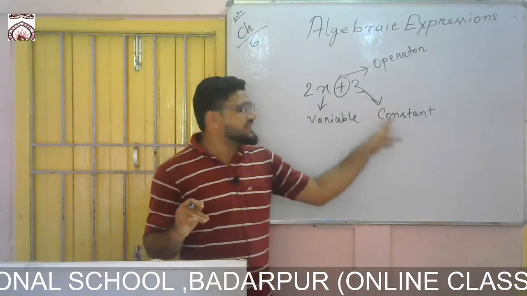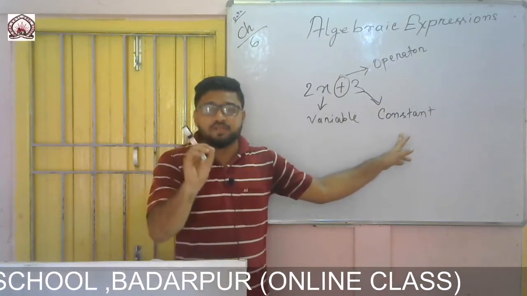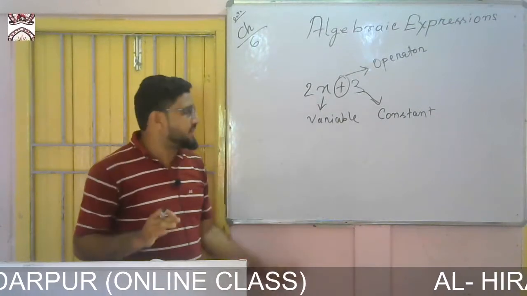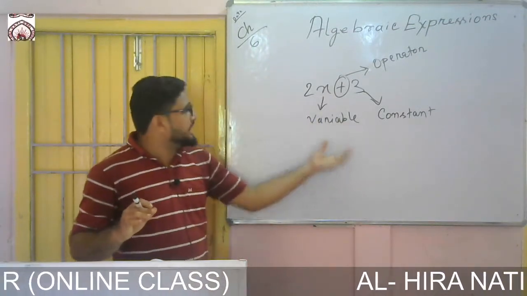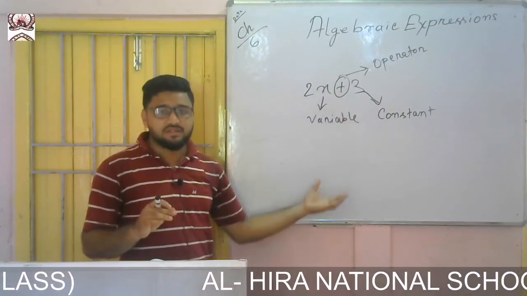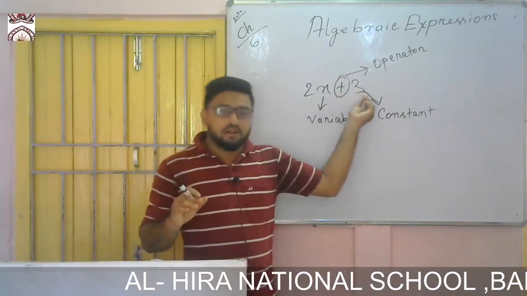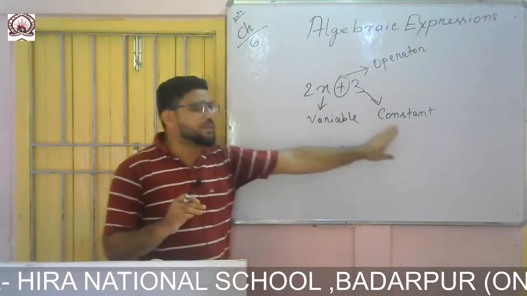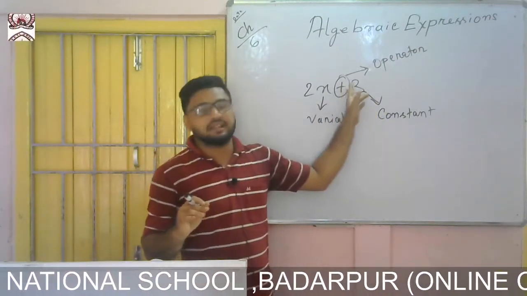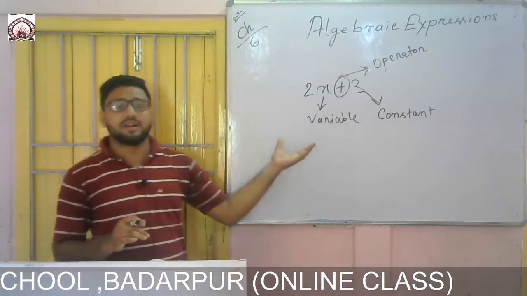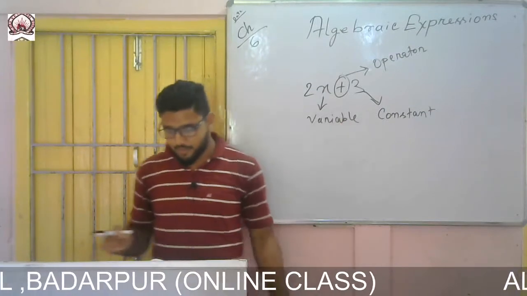And 3 is the constant. That means whose value doesn't change. Throughout the expression, here it is plus 3. That means in the expression, if I find any values, then I need to add plus 3. It doesn't go through any change. Okay, so that is a constant. And operators we know already. So that is what about an algebraic expression.